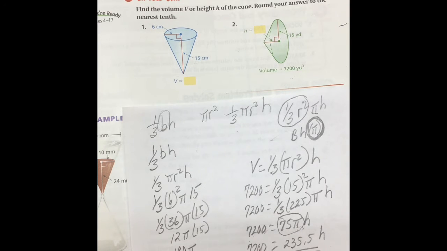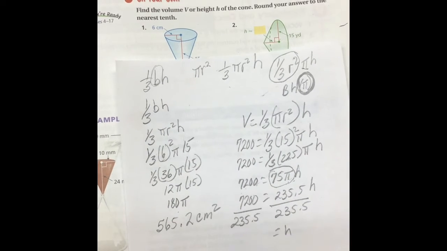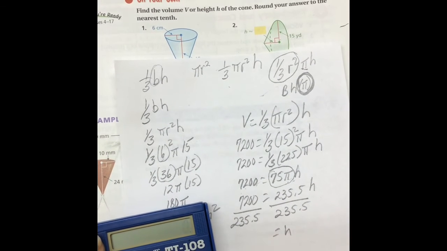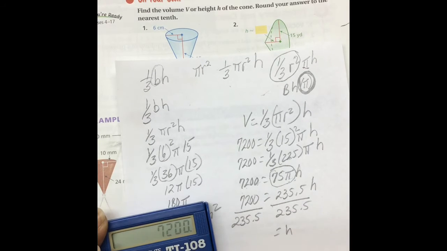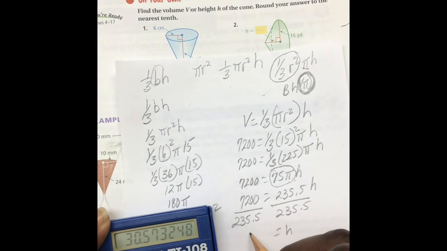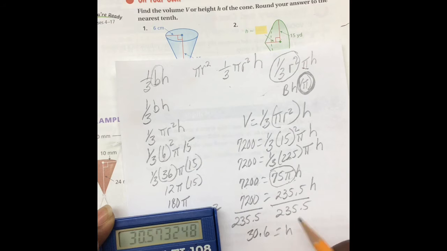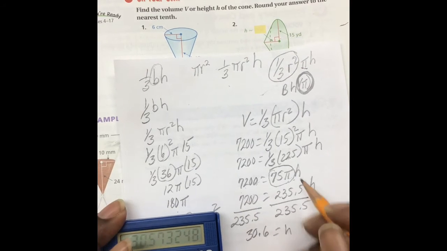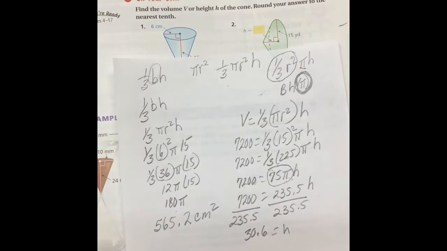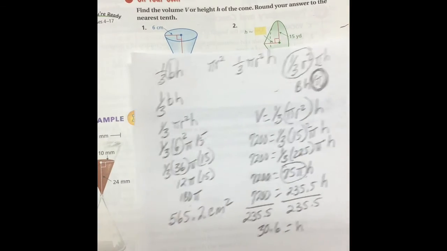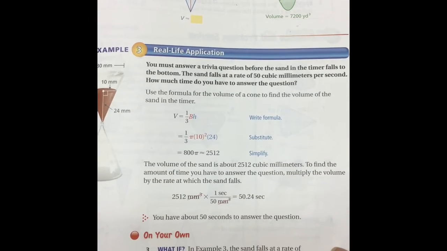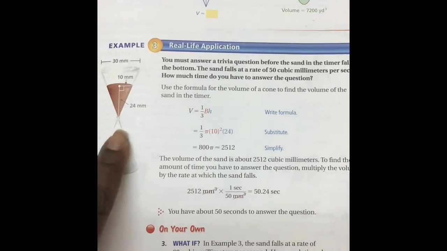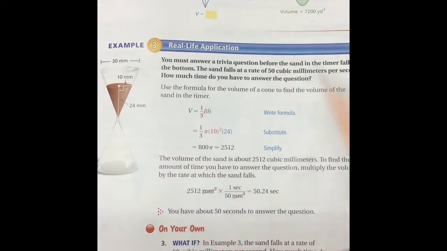and H is equal to, let's take our 7,200 divided by 235.5, and we have 30.6. That is equal to our H. And that's how that's done. All right, let's take a look at our real life example here. Here we have an hourglass where the sand goes out.